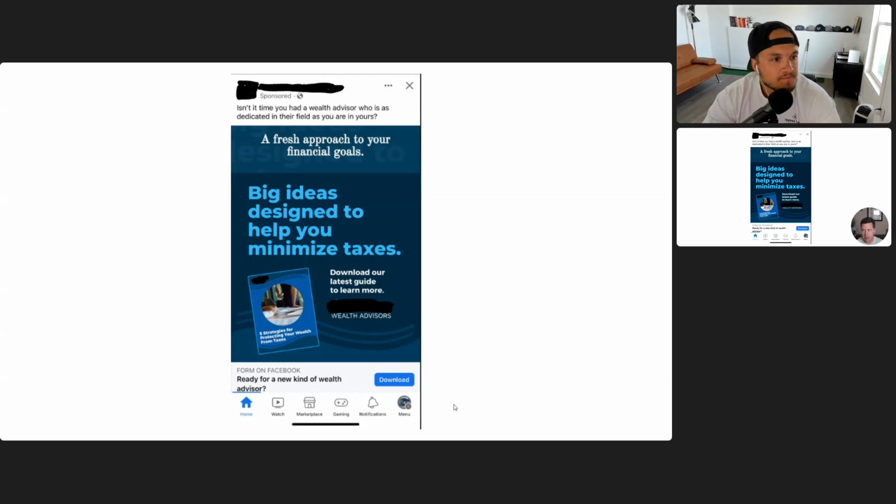Yeah. Well, here's the next one. This is the last one that we'll go through. It says on the top, isn't it time you had a wealth advisor who is as dedicated in the field as you are in yours? And then the image is a digital image that says a fresh approach to your financial goals. Big ideas designed to help you minimize taxes. Download our latest guide to learn more. 5 strategies for protecting your wealth from taxes. And then on the bottom, it says, ready for a new kind of wealth advisor. And then it says, click download, which is another form on Facebook. So again, it might get a lot of downloads, but it's a lot of junk downloads, but it's all right.